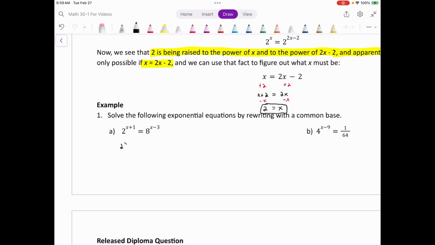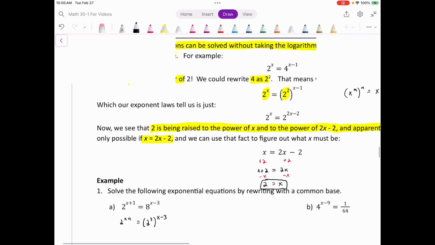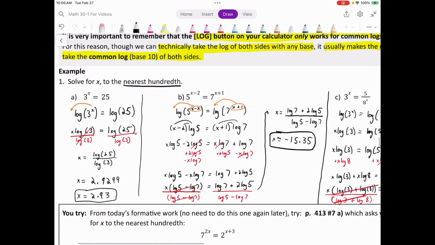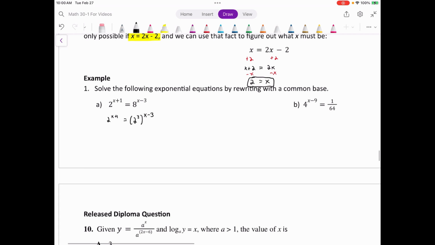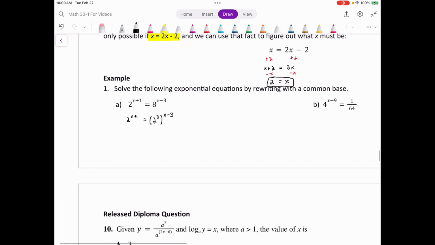So I could say 2 to the x plus 1 equals 8 to the power of x minus 3, yes, but 8 is really just 2 cubed, right? And I can do that here. Again, we can't always do it because 7, for example, in this one, is not a power of 5. You can't rewrite 7 as a nice power of 5, right? I mean, technically 5 to the power of something does equal 7, but it's not a nice integer number, right? Same thing here. 3 and 25, 3 and 5/8 doesn't really work. But if one base is a power of the other, we can do that, okay? And that lets us solve this way.